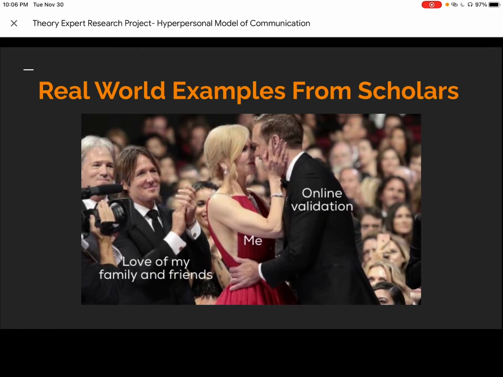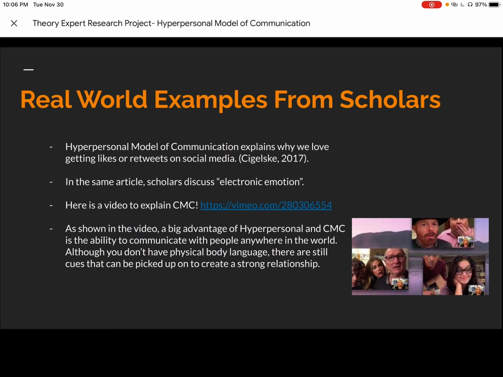So now on to how this theory can be seen in the real world as told by scholars. I found this on Twitter and thought it described the model pretty well. As you saw in the meme, people love validation online, and that's explained in this model. A scholar found that the hyperpersonal model explains why we love getting likes and other interaction on social media. It's more socially desirable to have this online than what we experience in face-to-face interaction.